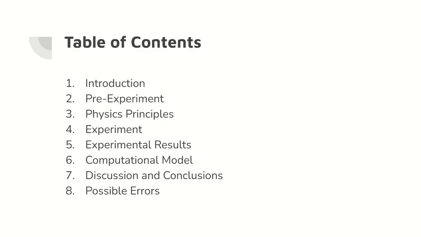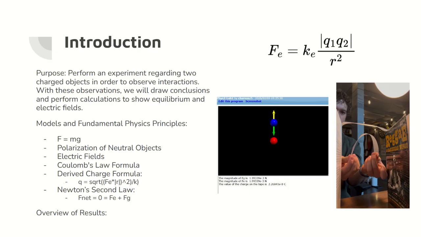Here's just a quick overview of what we're going to talk about today. So, for an introduction to the lab, the purpose of this is to perform an experiment with two charged objects in order to observe their interactions. And then, based on these observations, we're going to draw conclusions and perform calculations to demonstrate equilibrium based on electrically charged objects and show electric fields.